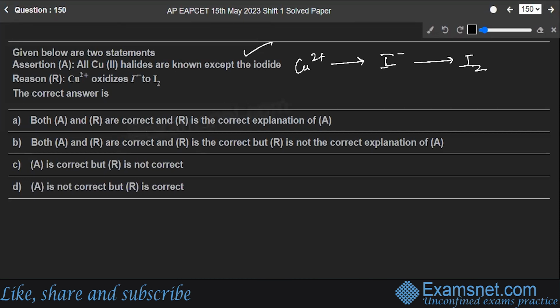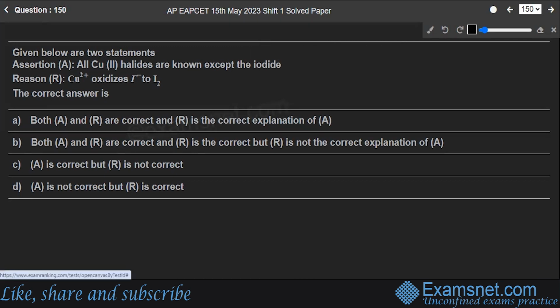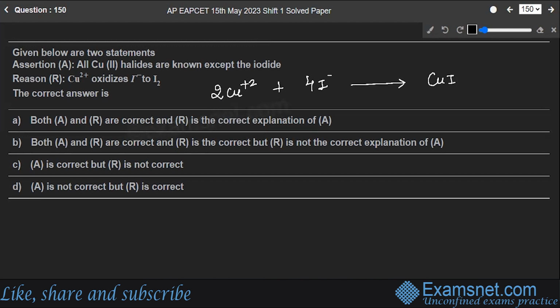I'm repeating this. Assertion says copper 2 halides are known except the iodide. This is true because copper ion oxidizes the iodide ion to iodine gas. How is this done? This is the equation. For iodide ions, this makes copper iodide, in the solid form, plus the iodine gas. So this is the equation. That means both are correct. That makes option A the right answer.